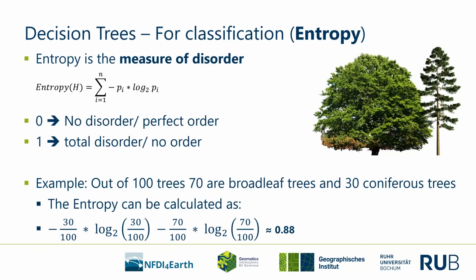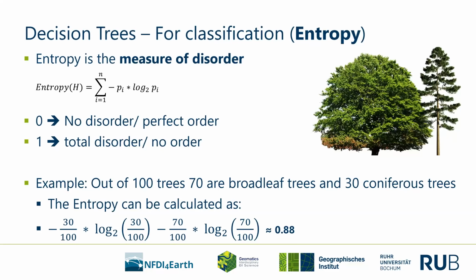Let's now look at entropy as another method to determine the best threshold. Entropy is a measure of disorder. An entropy of 0 means perfect order, indicating no misclassification. On the other hand, an entropy of 1 means maximum disorder and thus a mixing of classes.